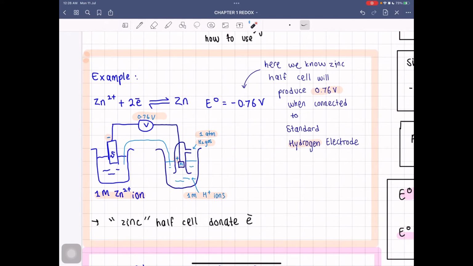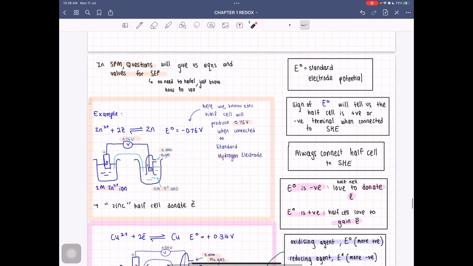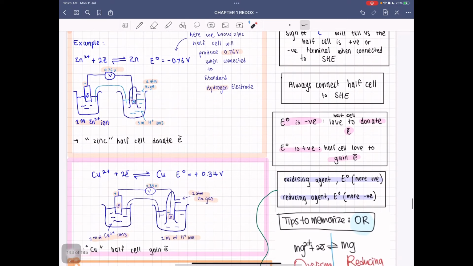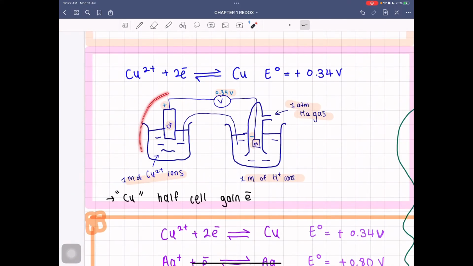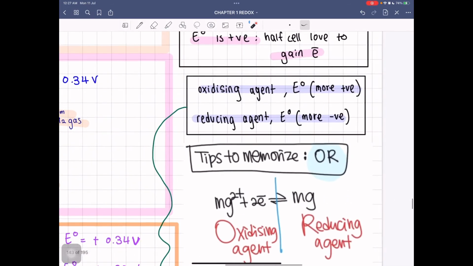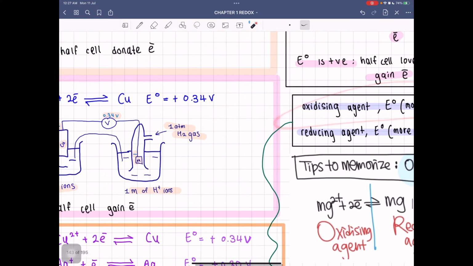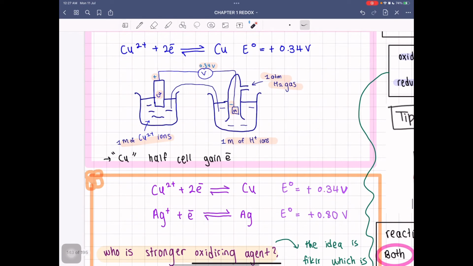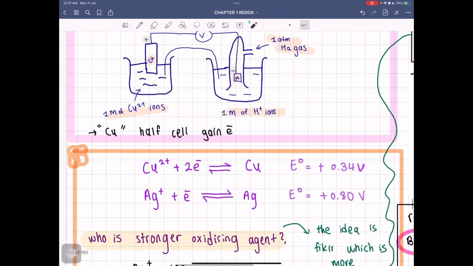Because a reducing agent is basically when the E0 value is more negative or less positive. Okay, so the copper half cell will produce 0.34 volts. And what else happened? It's a better oxidizing agent as opposed to being a reducing agent. So an oxidizing agent needs to be more positive or less negative. Next, if someone asks which is the stronger oxidizing agent, we need to compare the E0 value between these two. For an oxidizing agent, we want it to be more positive, so it is this one.